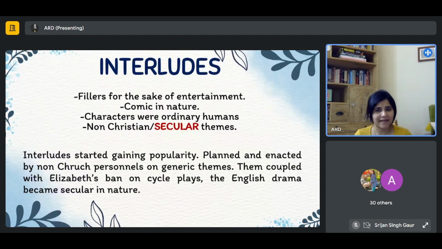What was so fascinating about them was that it was like a little skit. A tiff between a husband and wife would be shown, or a very satirical tiff between a feudal lord and a peasant would be shown. So people were able to relate with it. Okay, and that is why they started gaining popularity. So then what happened? People started going to watch the whole morality play just for the sake of the interludes.